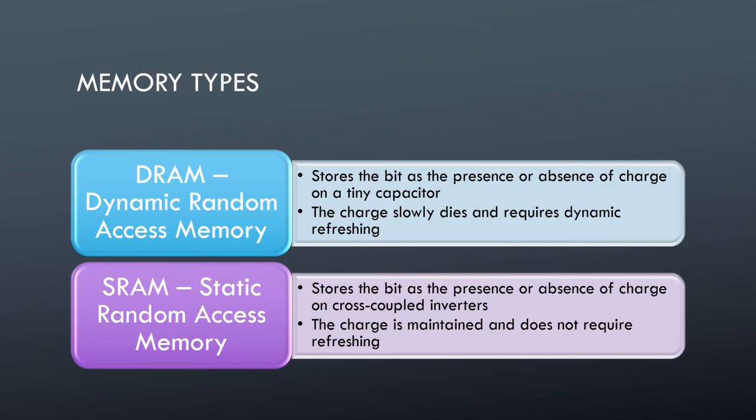Whereas in SRAM, static random access memory, the bit is stored as the presence or absence of charge using cross-coupled inverters. So what these inverters do is they keep each other charged. So even if there's no charge or no power to the system, the charge is maintained, and therefore anything that is stored in this memory is maintained.